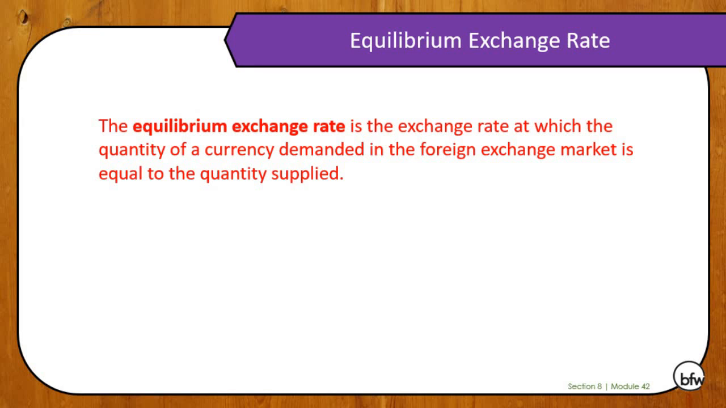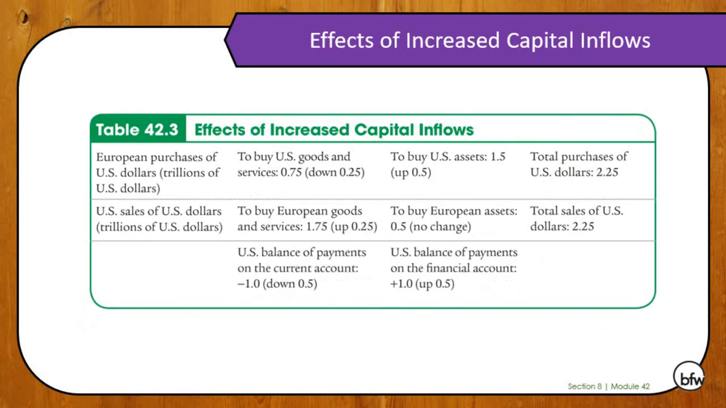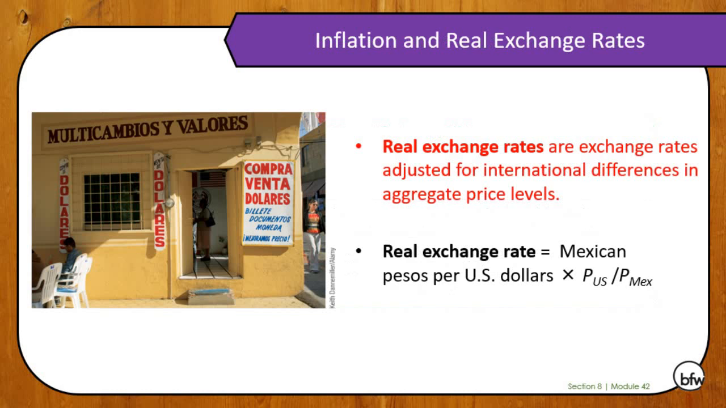The equilibrium exchange rate is the exchange rate at which the quantity of a currency demanded in the foreign exchange market is equal to the quantity supplied. It's basically going to be the price for buying a currency. Now, in a hypothetical example, actually, just skip over this. Don't worry about it.